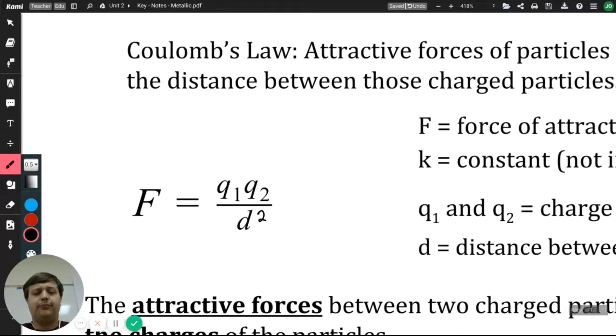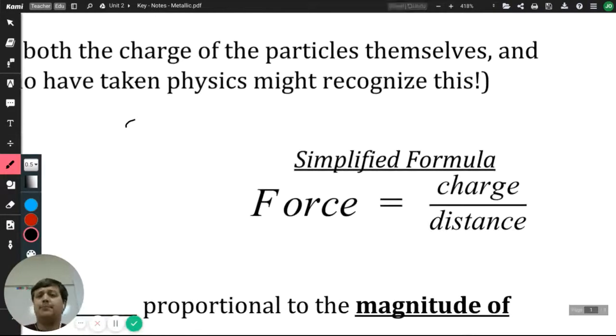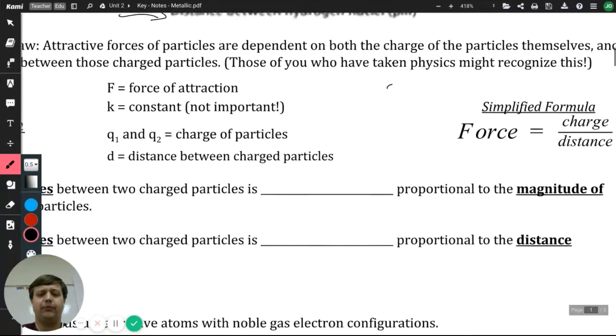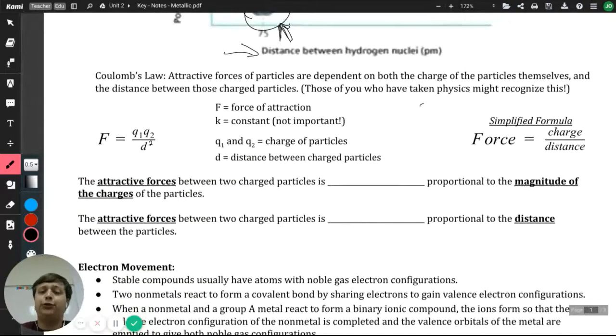So we've got these things. Really, in terms of chemistry, we can simplify this. The force equals our charge divided by our distance. So what does that mean? How do I conceptualize this? Well, the attractive force between two charged particles is directly proportional to the magnitude of the charges.